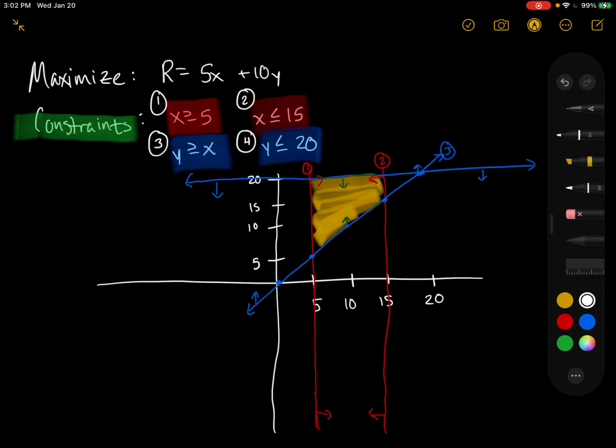First things first, we have some corners of this region that we want to be careful to identify. But we are going to take a look here. And we're trying to maximize this R value function. It's called our objective function.